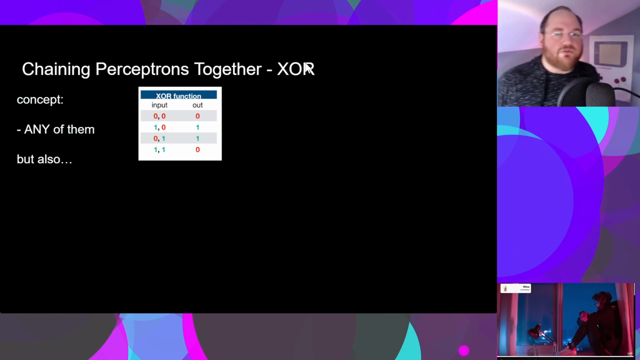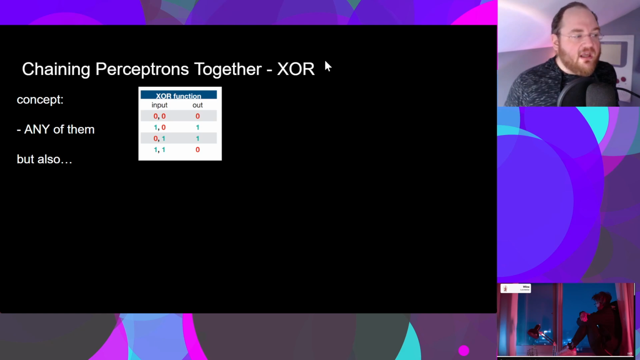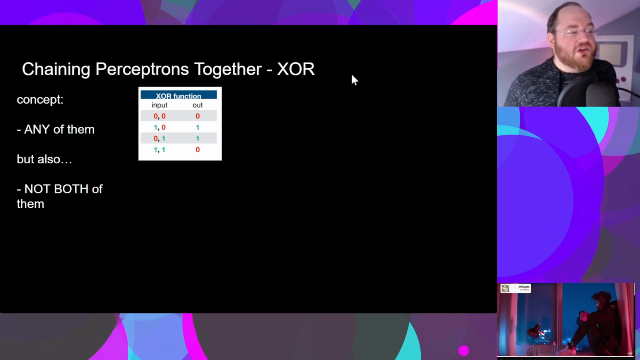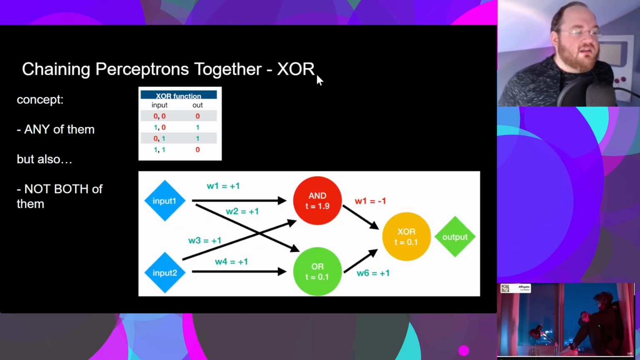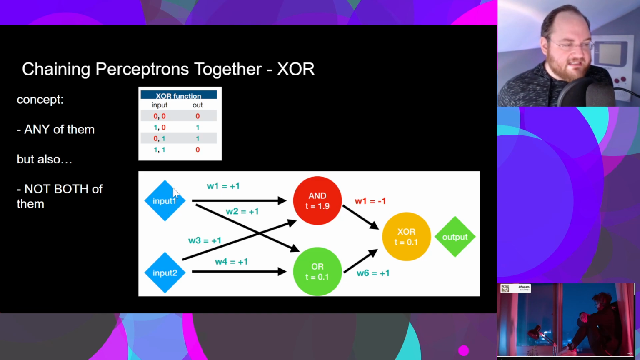I want it to be true that any of the choices are good, but also not both. Now, any implies an OR operation, not implies a NOT operation, and both implies an AND operation. Guess what we're going to do? So you connect them all up together. You have your 2 inputs, and this looks a little complex, but really what all this means is each input is being fed to both of these nodes. There's an AND and an OR.